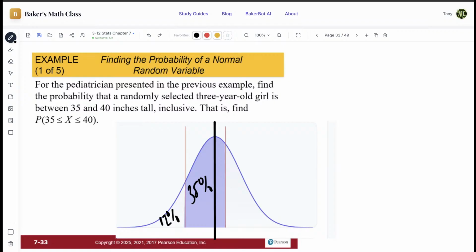The funny thing is that we used to do this all with a table. You'd find the z-score, you'd look in the table to try to find the values, and we'd have to subtract them. I was told not to use the tables, and I was told to use the technology. So this actually makes your life easier.